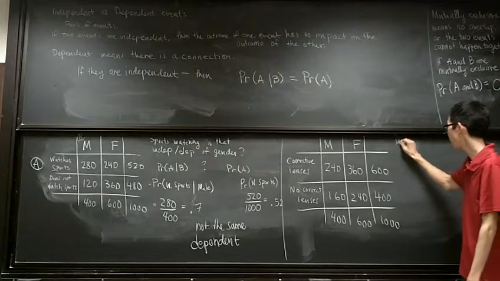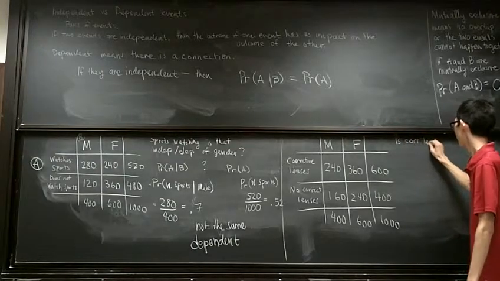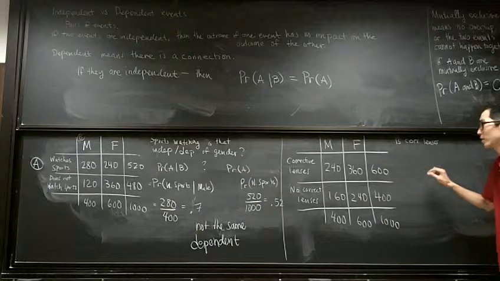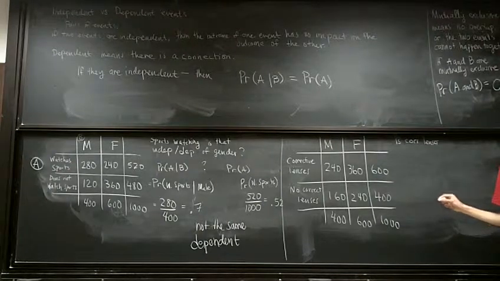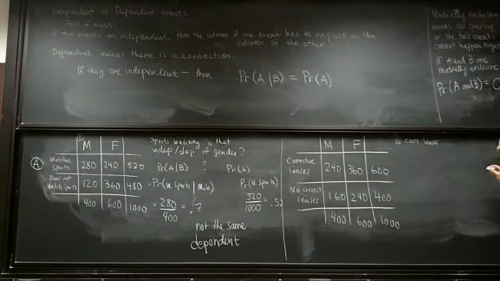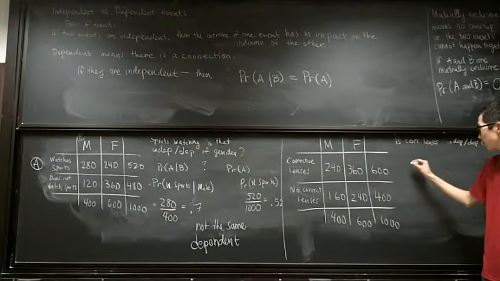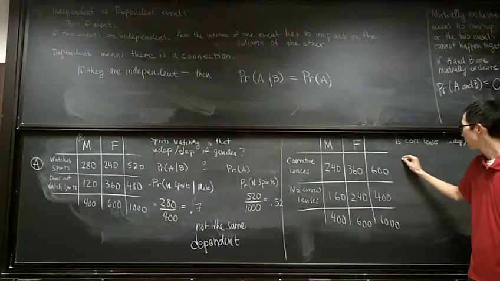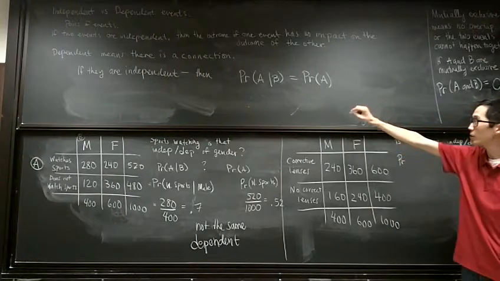Corrective lenses, so that's glasses or contacts. Are there other corrective lenses? Monocles? So whether you wear glasses or contacts, is that independent of gender? Is corrective lenses independent or dependent of gender? If they are, we're going to check what? Probability of A given B.